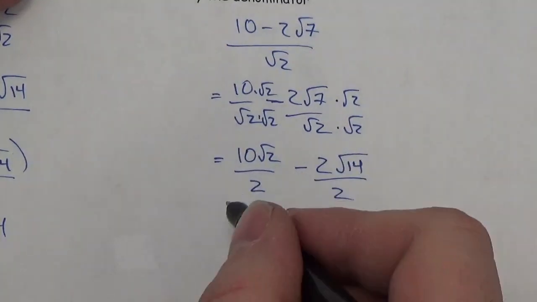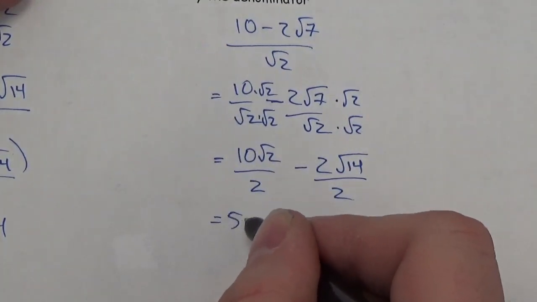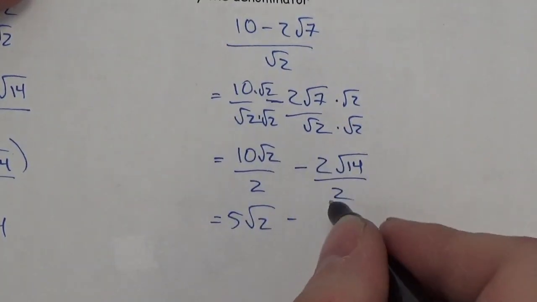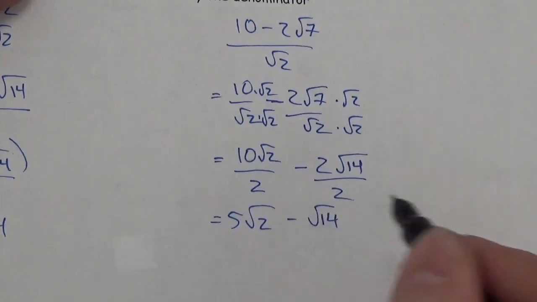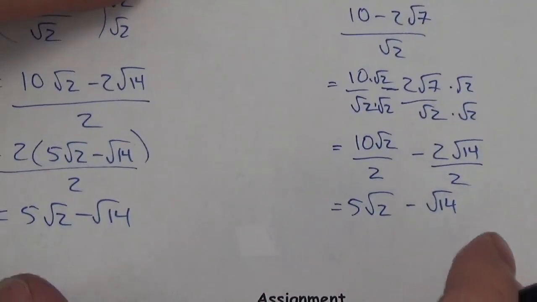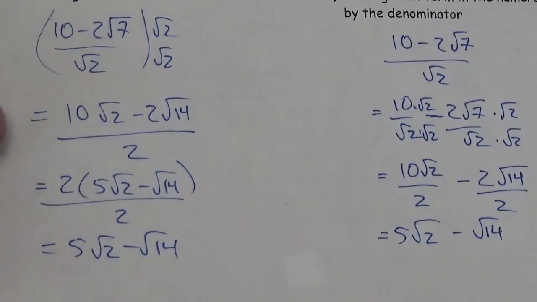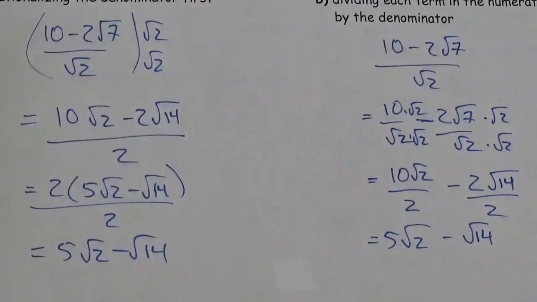But now the division is quite clear. 10 divided by 2 is 5 root 2. And then the 2's will cancel, and I'm just left with root 14. And there it is. It's the same thing regardless of how I approach it. And really, it's not even all that different in terms of the amount of work that you've got to do.